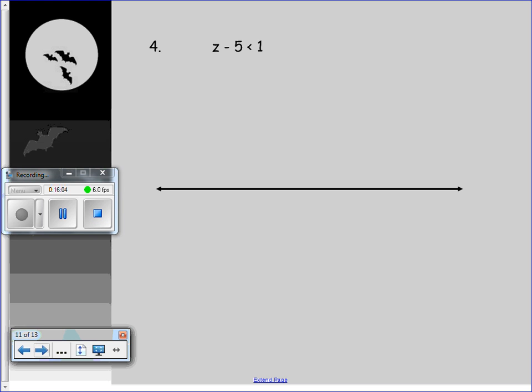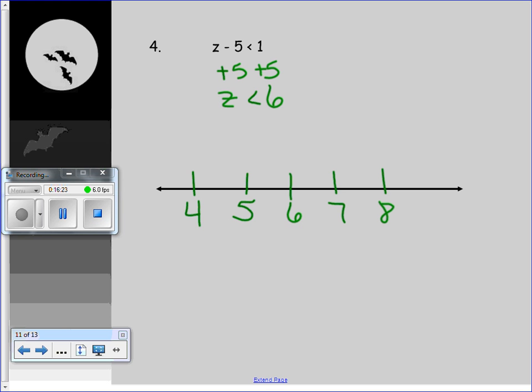Last example of this type. Open circle, z is less than 6. Any number that you put in that is less than 6 will make this inequality true.